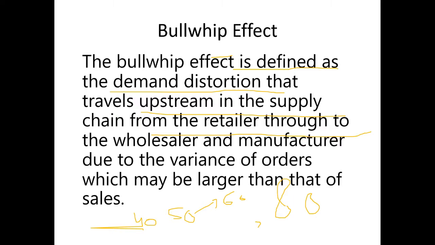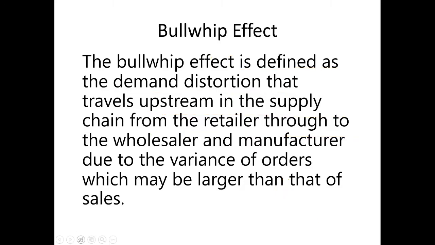So there is a surplus of 20. Let me show you with a change. Erase all of this. So here is 40 actual, 50 retailer placed, 60 wholesaler, and 80 what the manufacturer manufactured. So here is 10, here is also 10, and here is 20.